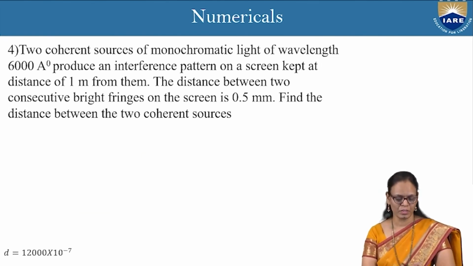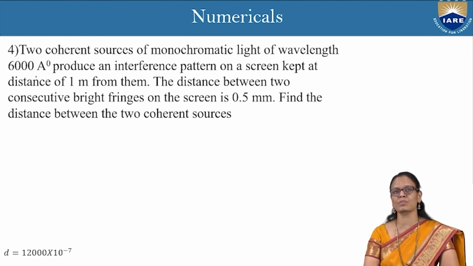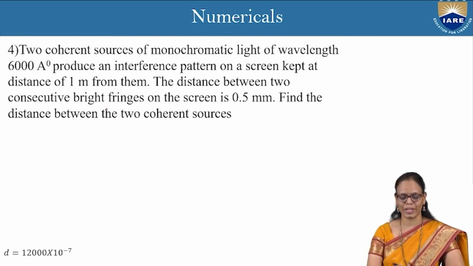Now coming to the fourth one. Two coherent sources of monochromatic light of wavelength 6000 angstrom unit produce an interference pattern on a screen kept at a distance of 1 meter from them. The distance between two consecutive bright fringes is 0.5 mm. Find the distance between the two coherent sources. So it is a similar kind of problem. Only thing is we'll try to understand if the distance varies, how the fringe width varies.